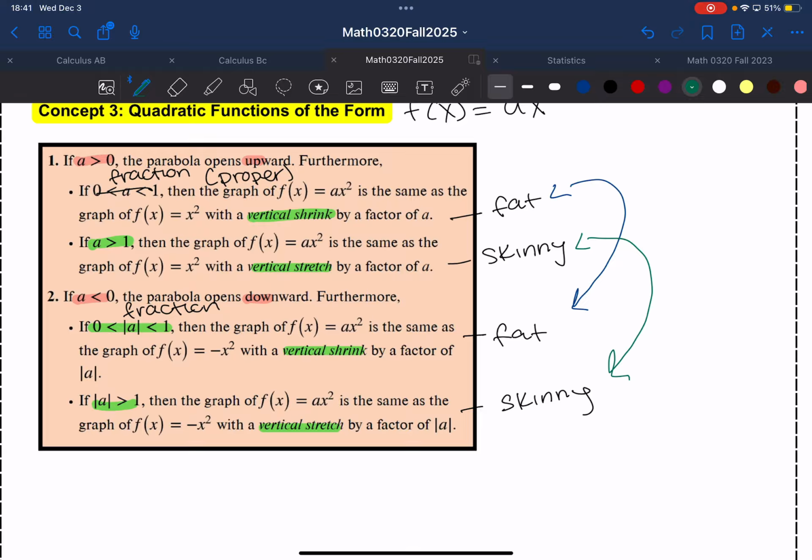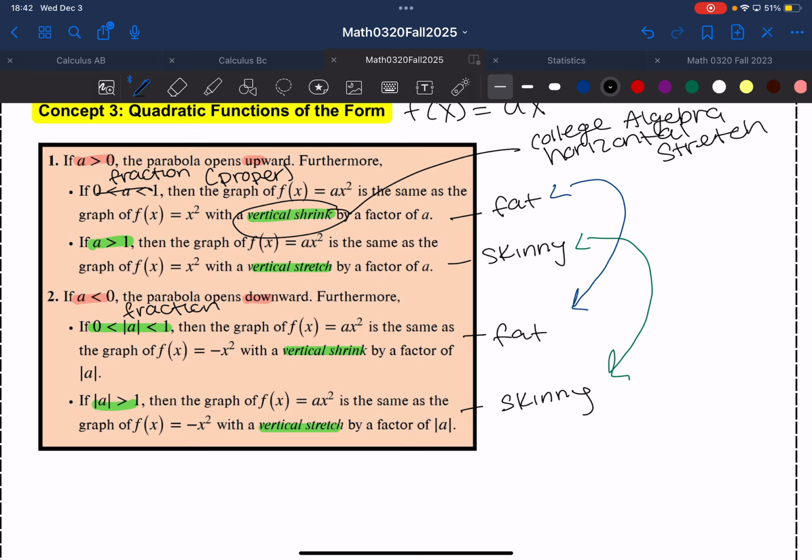Typically, they label this as horizontal and vertical stretch. So when you see a vertical shrink, let me rephrase that. This thing, when you were in college algebra, is typically referred to as a horizontal stretch. That's why I put horizontal and vertical in the very beginning.